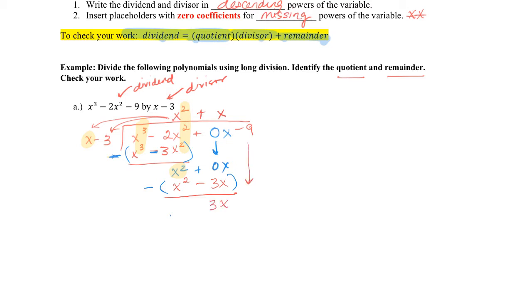Bring down your next term, which is negative 9. Now I need to multiply. Again, I'm looking at the x. What do I multiply x by to get 3x?